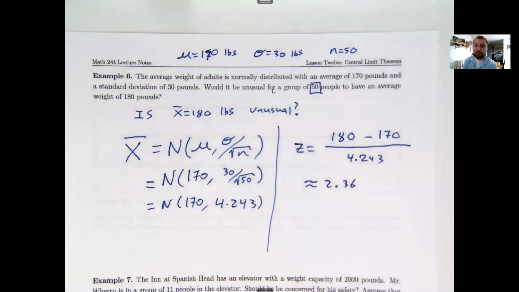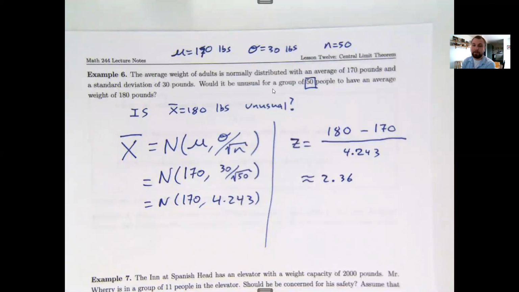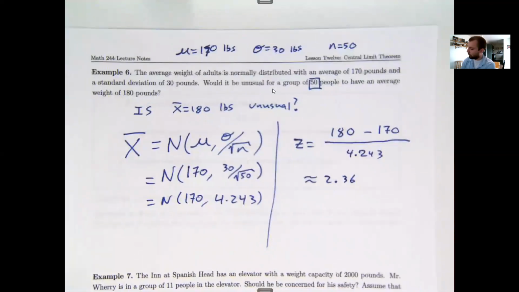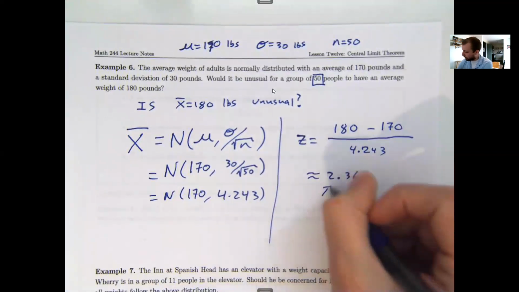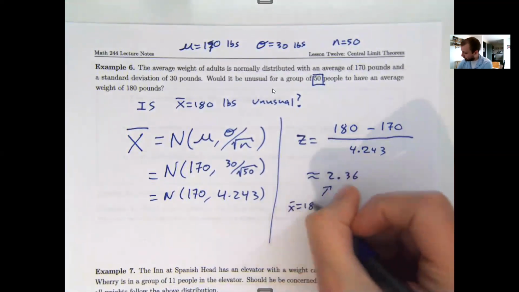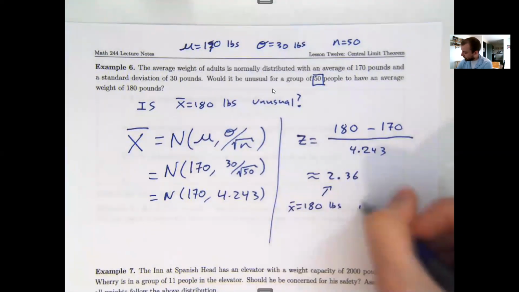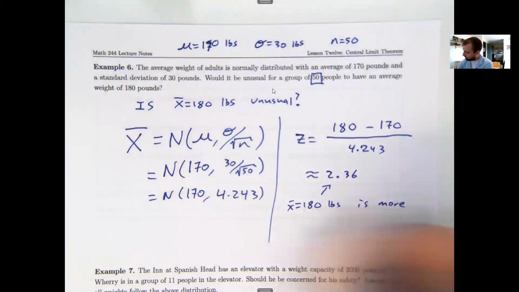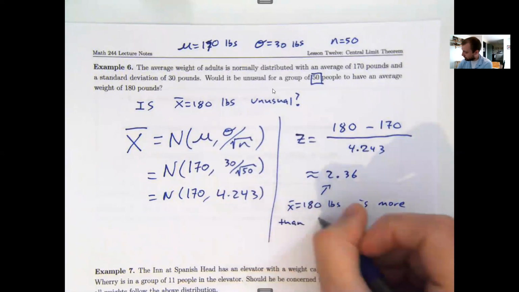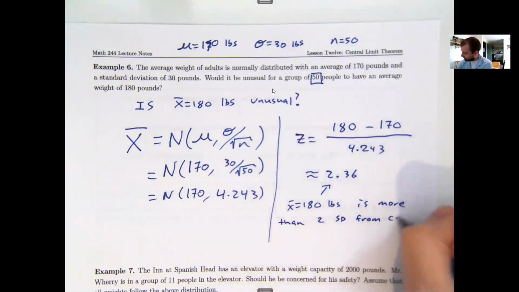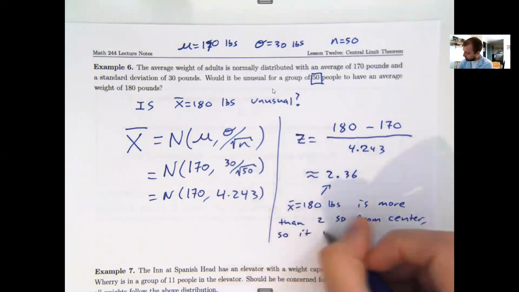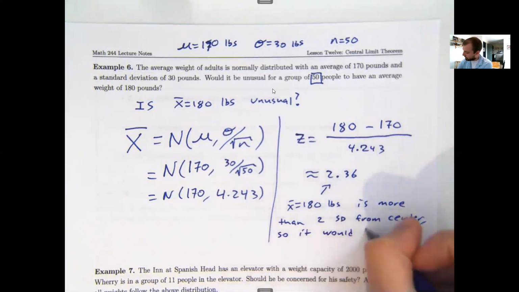So while it's not unusual for one person to weigh 180 pounds, having an average of 50 randomly selected people weighing that much is starting to get unusual. So x bar equals 180 pounds is more than 2 standard deviations away from the center. So it would be considered unusual.